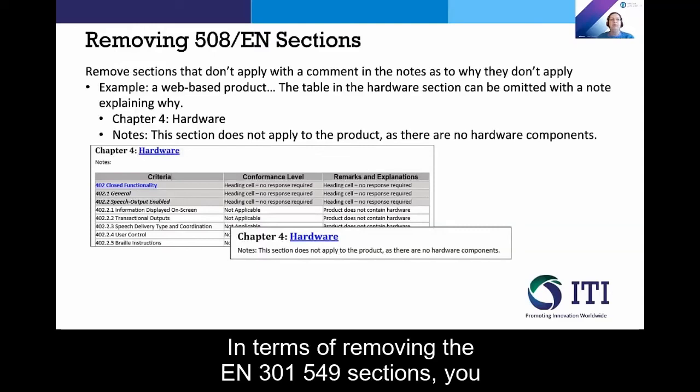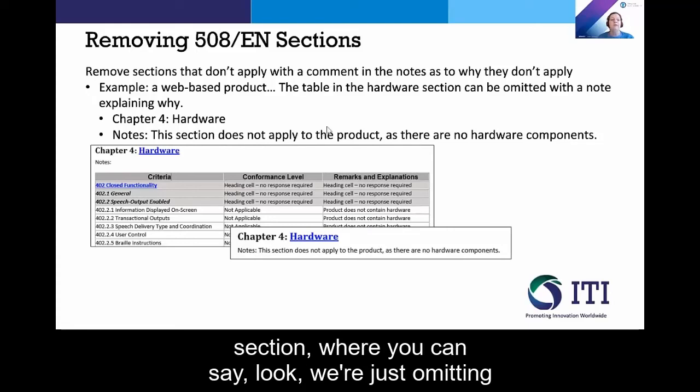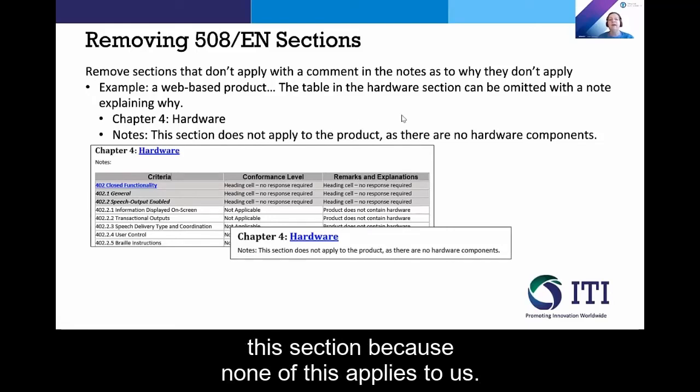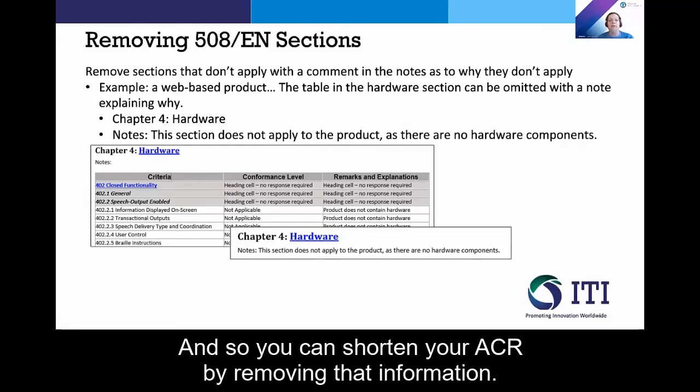In terms of removing the EN 301549 sections, you can put in comments again, like the hardware section, where you can say, look, we're just omitting this section because none of this applies to us. All it would be is a string of not applicables. And so you can shorten your ACR by removing that information.